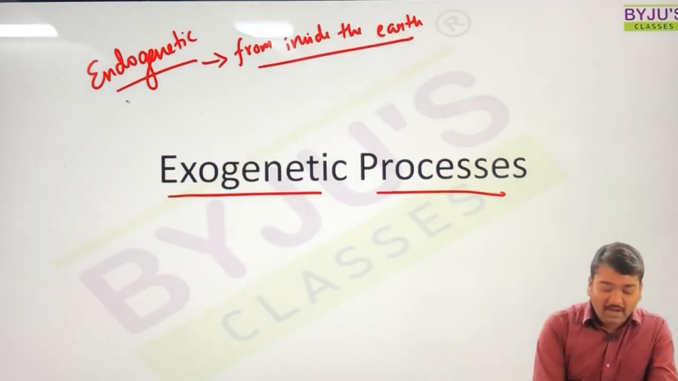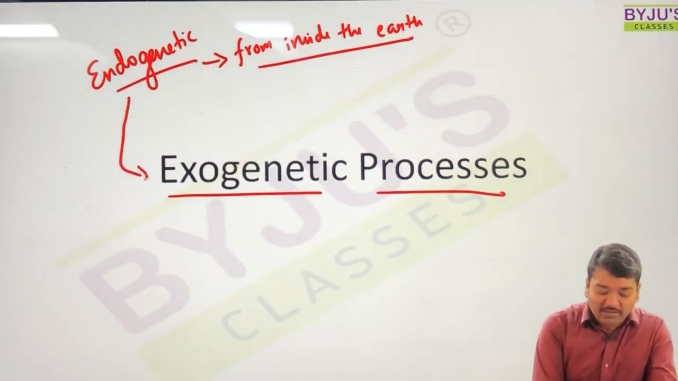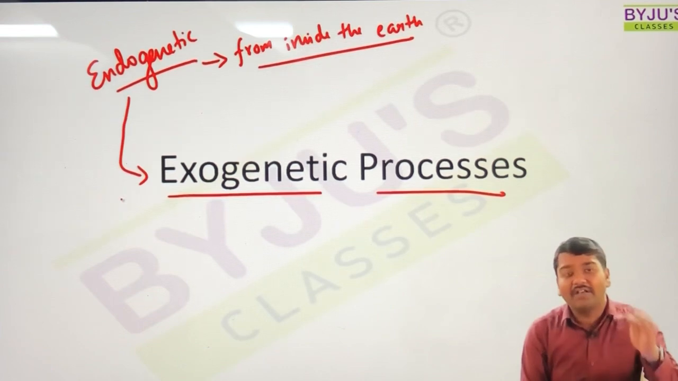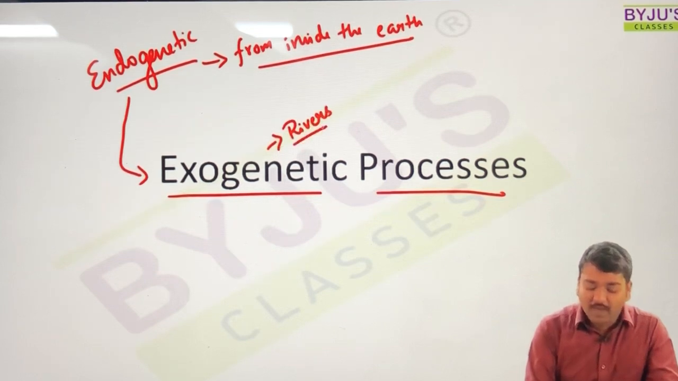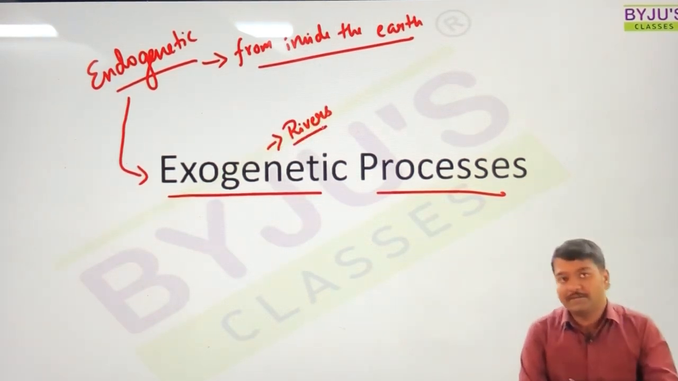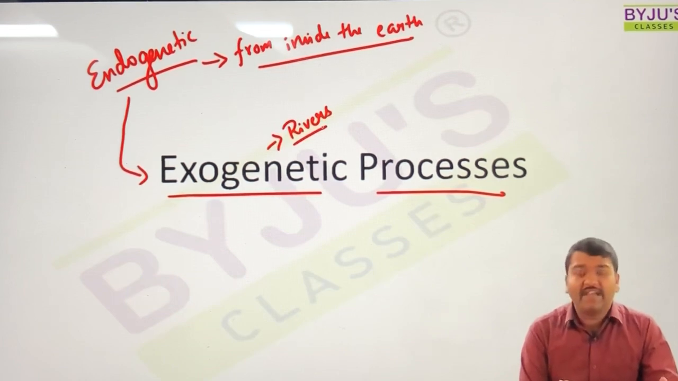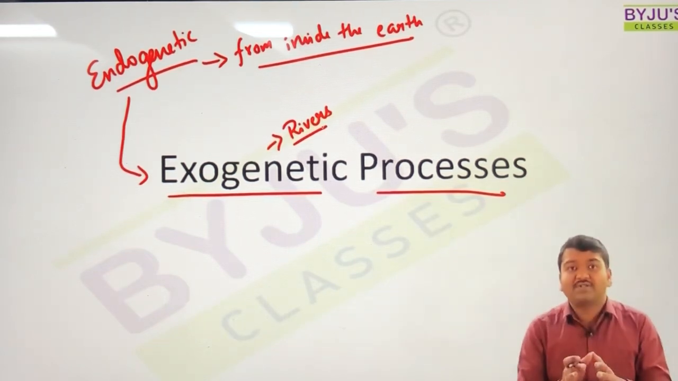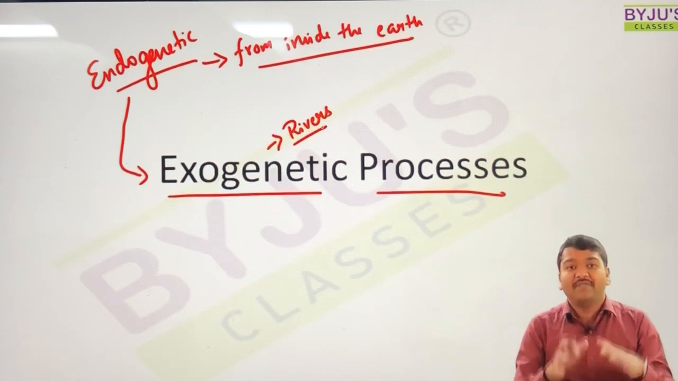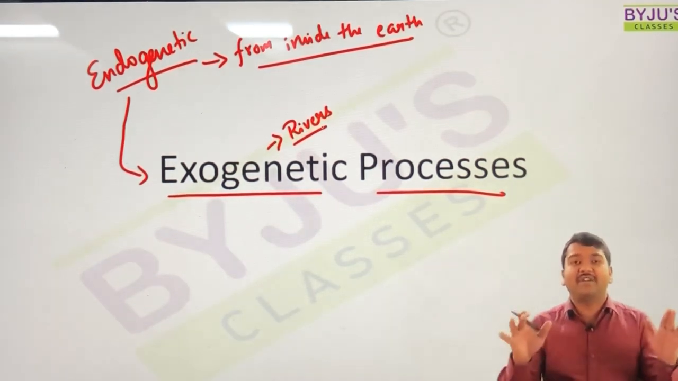But now we will be seeing what are the processes which are acting on the earth's surface. Something like rivers. Rivers flow on the surface of the earth. When rivers flow, we understand that they carry some sediments along with them and they deposit them. So, rivers also change the landforms which are present on the surface of the earth.